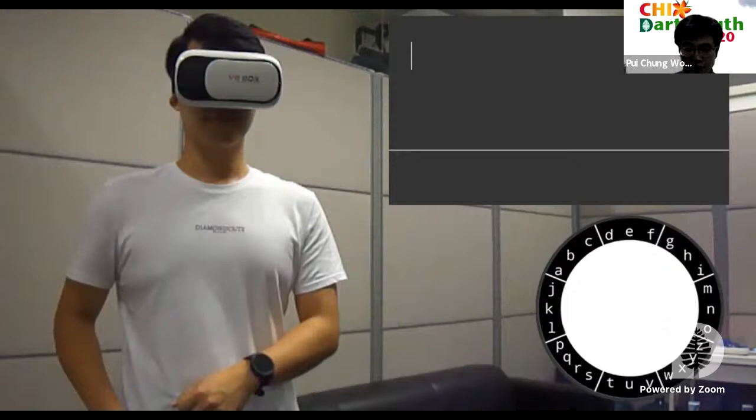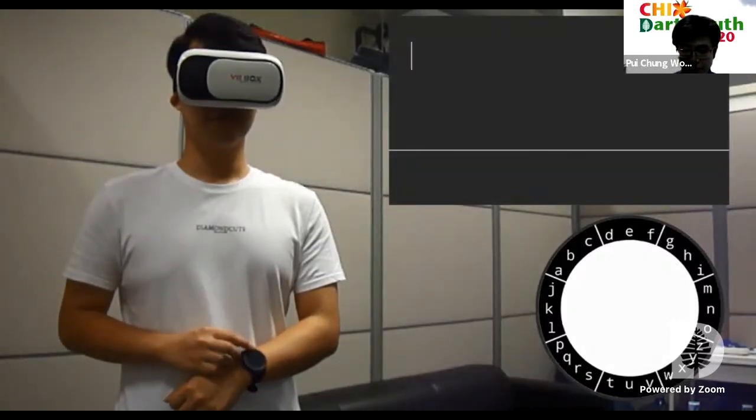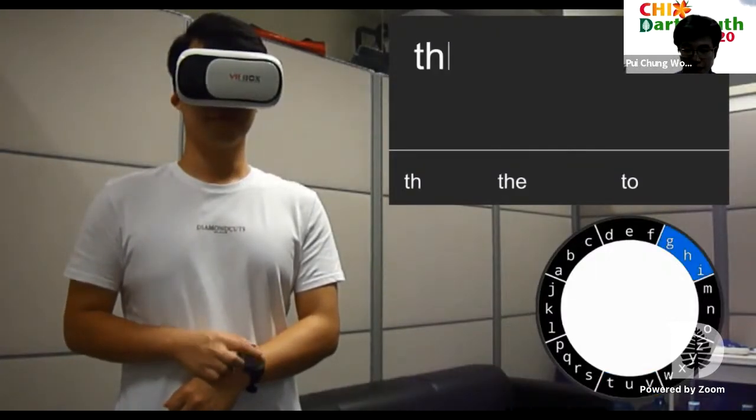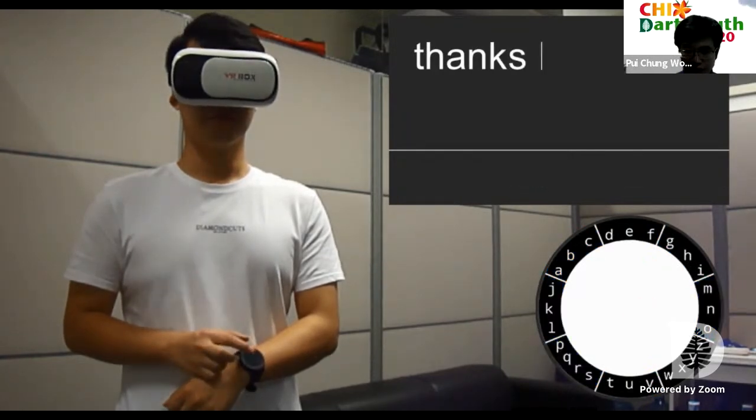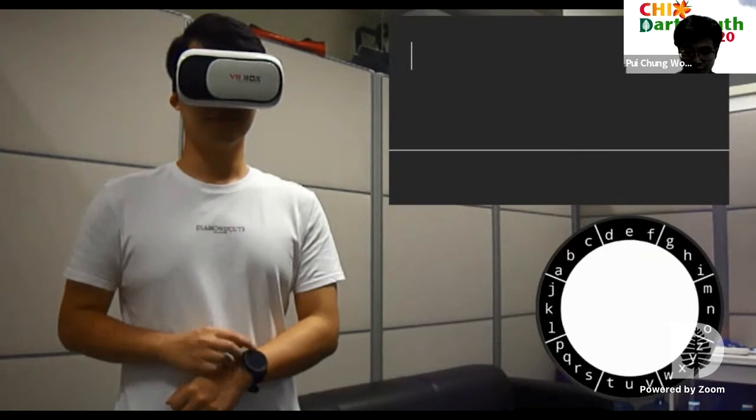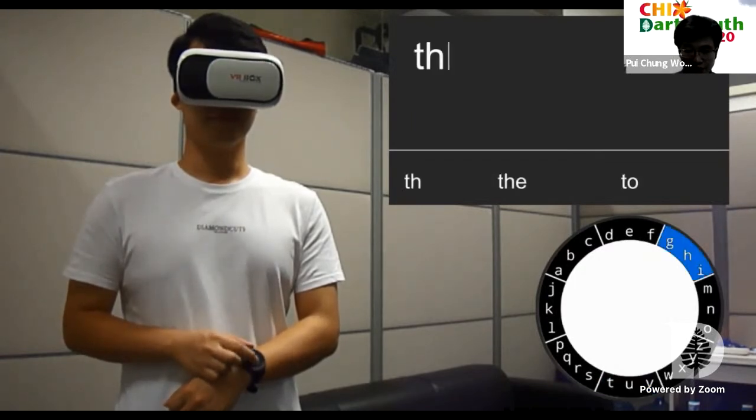Here, I want to demonstrate some applications with bezel initial swipe. First, Bezel initial text entry allows users to type by swiping from the bezel in a circular keyboard when experienced in a VR environment.